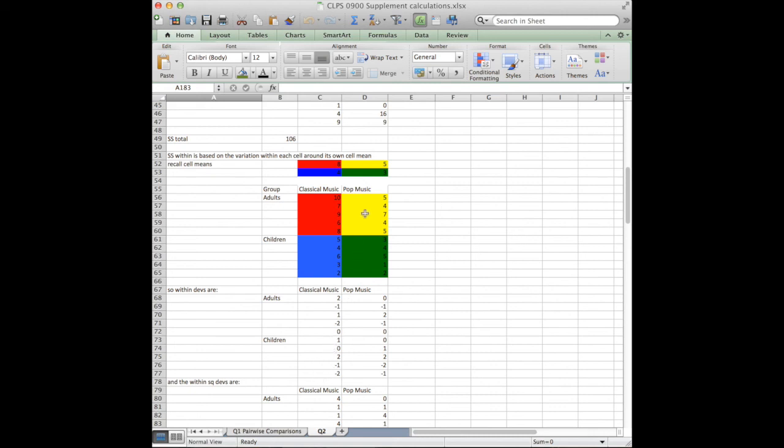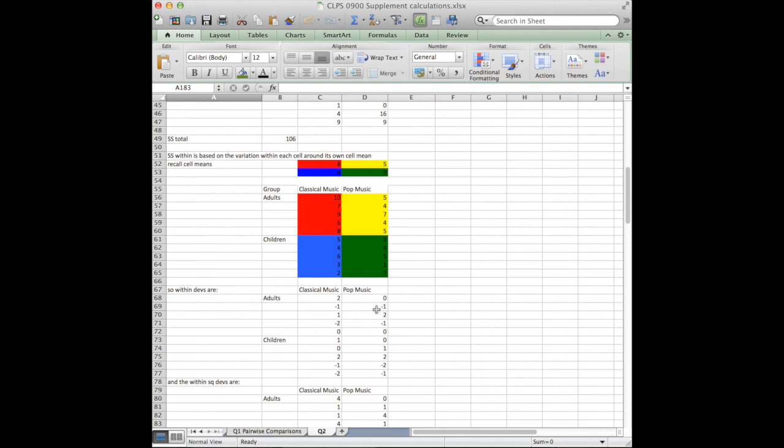And then for the yellow cell, compare all of the original data in this cell to its own mean. So again, 5 minus 5 is 0. 4 minus 5 is negative 1. And do the same for everything else in the yellow cell. And then for the green cell, it would be 3 minus 3 is 0.